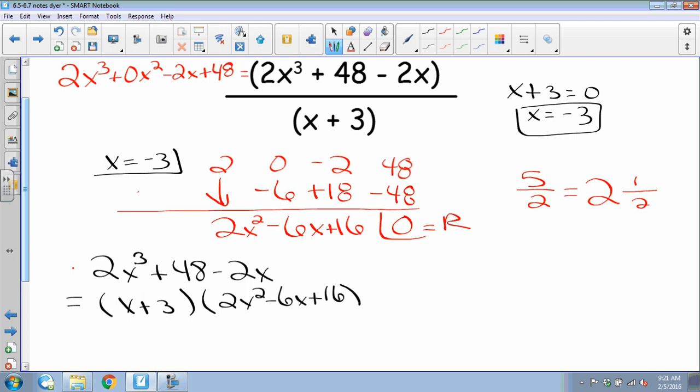If you're dividing by x to the first power plus a number, you can do synthetic division. If it was x squared plus 3, you can't do synthetic division with that.